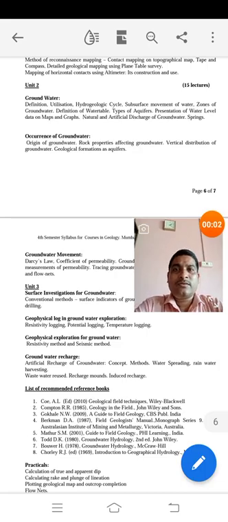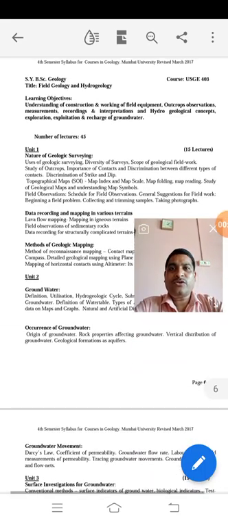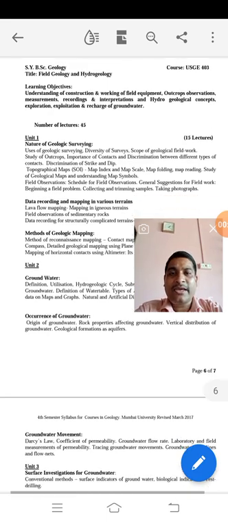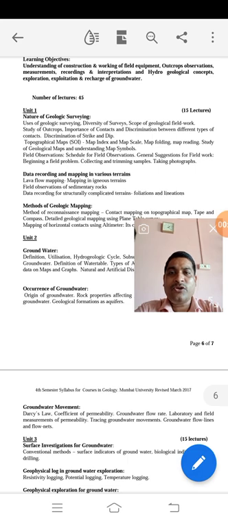Hello students, today we have started Unit 2 from Geology Paper 3. Our paper title is Field Geology and Hydrogeology. We already completed Unit 1, that is geological mapping and surveying. Unit 2 is on groundwater: occurrence of groundwater and groundwater movement.